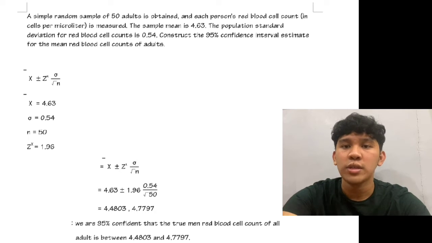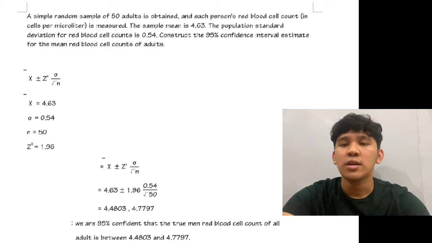If the following conditions are met: the first condition is random, and in the problem they tell us it's a simple random sample of 50 adults, so our random condition is met. Next, normal. We don't know if the population is normally distributed, but since our sample size is 50, which is greater than or equal to 30, the central limit theorem applies, and it says the sampling distribution is approximately normal. And then finally, independent.